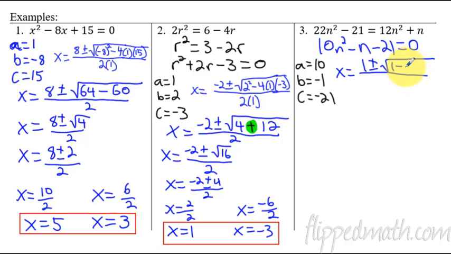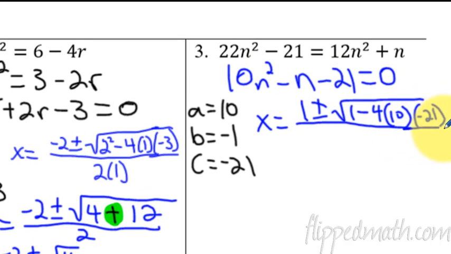Minus 4a, which is a 10, and c, which is a -21. Holy cow. Okay, so make sure you've got that negative in there. You got to remember that's going to affect this negative. So as you're going, you can just kind of think about that stuff. All over 2a.